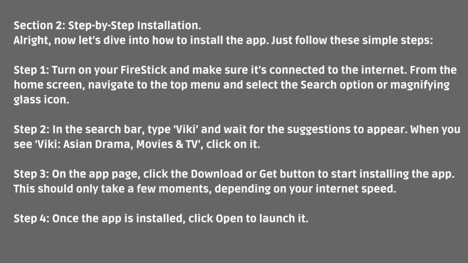Step 2. In the search bar, type Viki and wait for the suggestions to appear. When you see Viki, Asian drama, movies, and TV, click on it. Step 3. On the app page, click the download or get button to start installing the app. This should only take a few moments, depending on your internet speed. Step 4. Once the app is installed, click open to launch it.